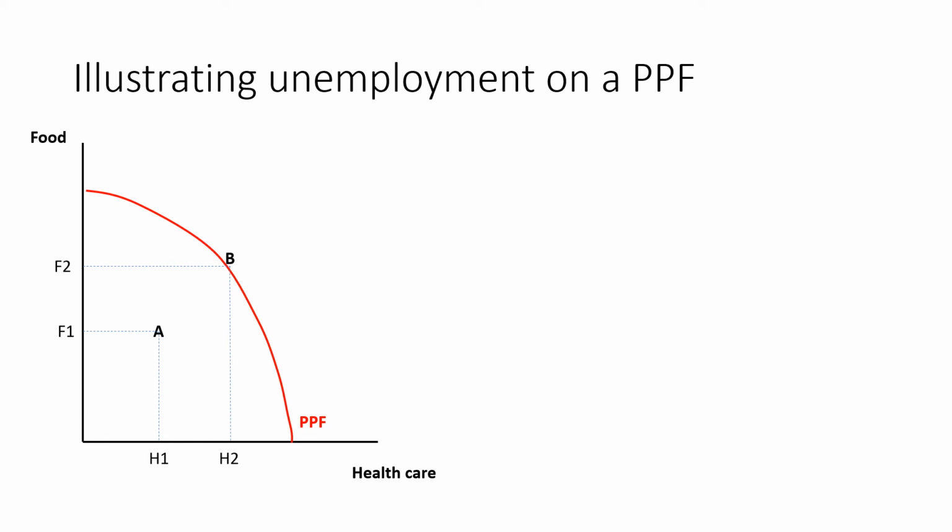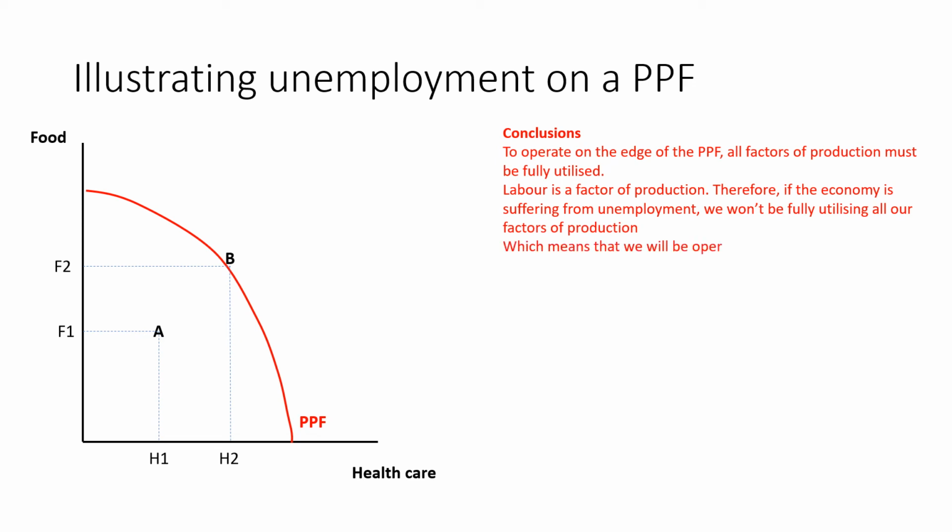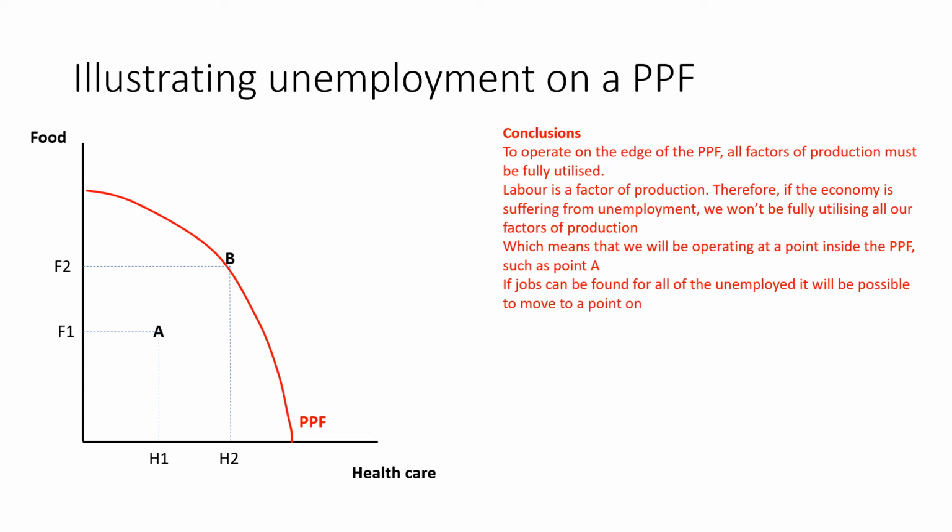So let's draw some conclusions. To operate on the edge of the PPF, all factors of production must be fully utilised. Labour is a factor of production. Therefore, if the economy is suffering from unemployment, we won't be fully utilising all of our factors of production, which means that we will be operating at a point inside the PPF, such as point A. If jobs can be found for all of the unemployed, it will be possible to move to a point on the edge of the frontier, for example, point B.